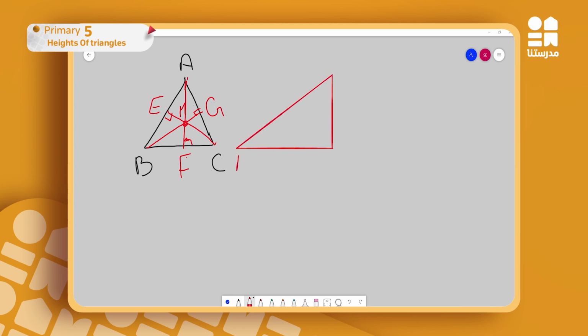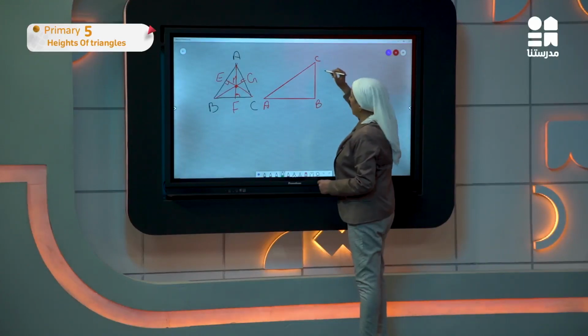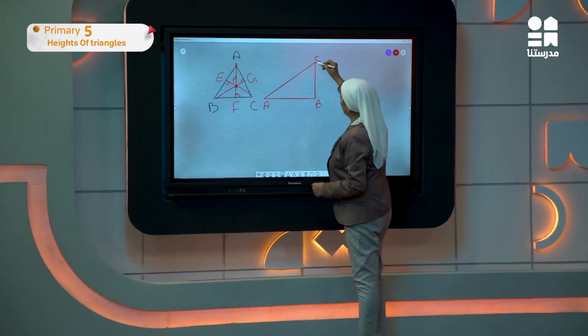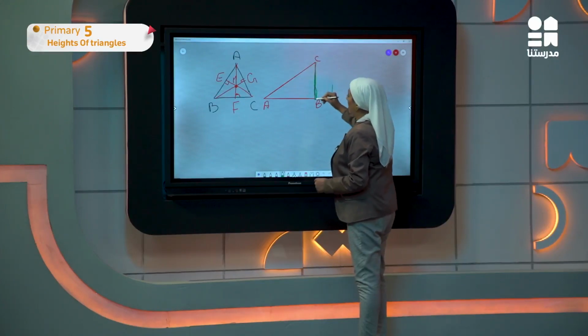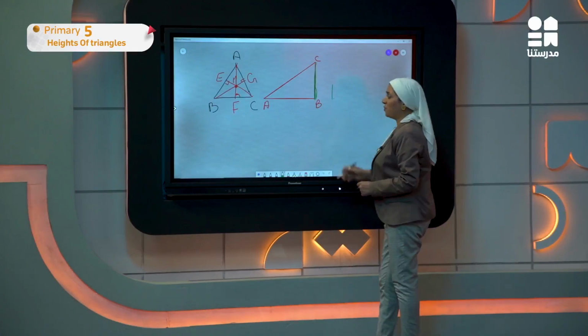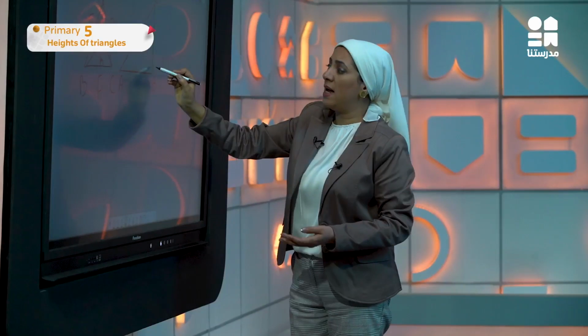Again, my triangle A, B, and C. Okay, now I want to draw my 3 altitudes. I start from the vertex C and I want to drop an altitude on AB. As you see, it's already drawn for me. It's already dropped on AB and it is at 90 degrees. So this is my first altitude, CB.